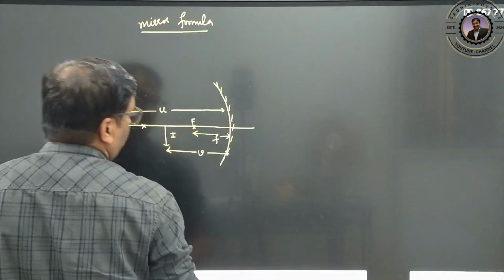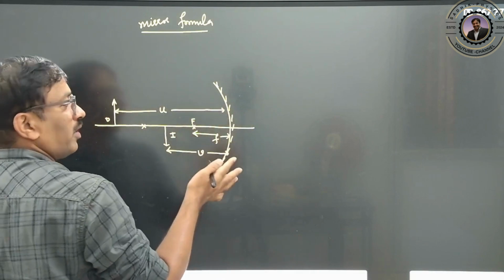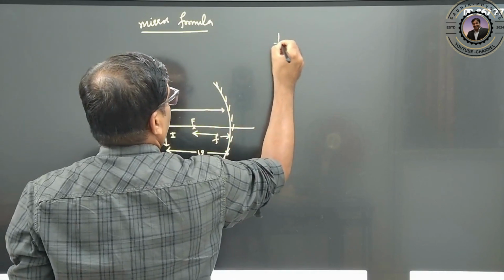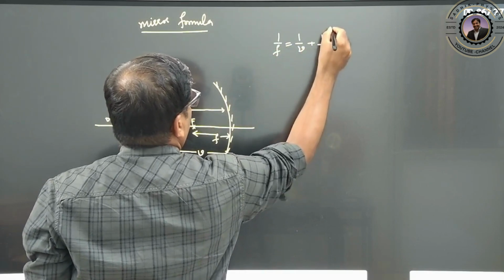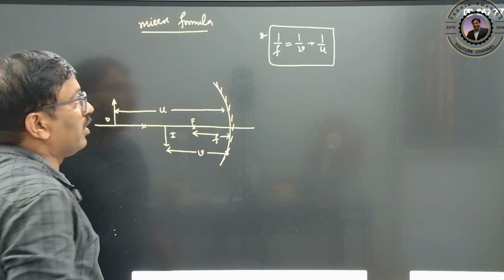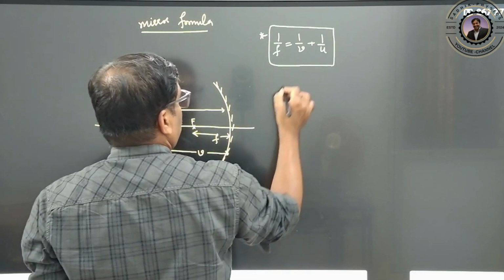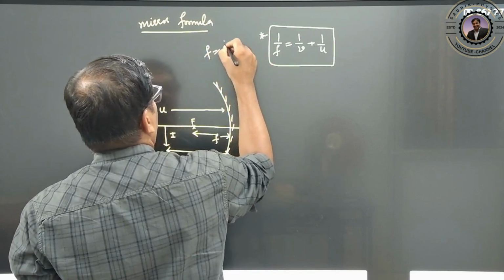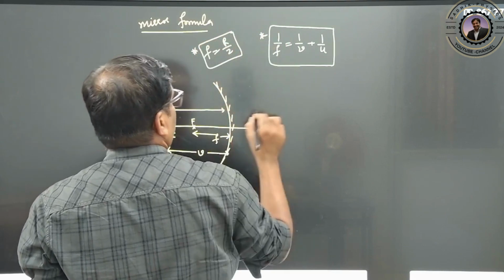So, how can you write it now? The mirror formula, I am not going to derive it, so you can remember this. 1 by F is equal to 1 by V plus 1 by U. Clear? So, 1 by F is equal to 1 by V plus 1 by U. You know that focal length is equal to half of the radius of curvature. Clear? This is one formula.